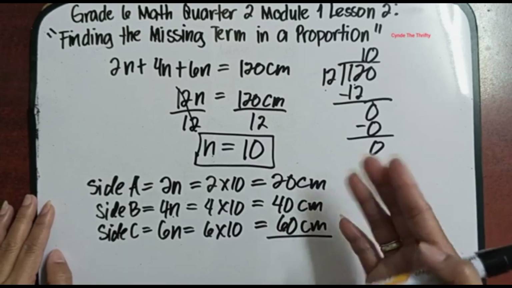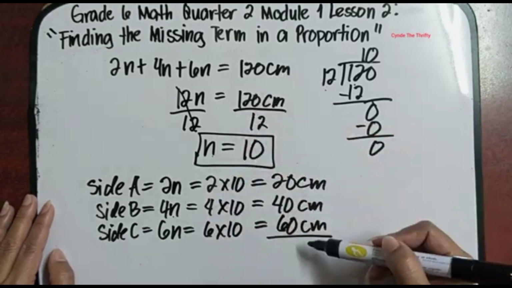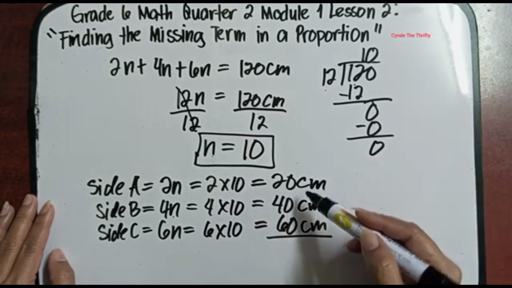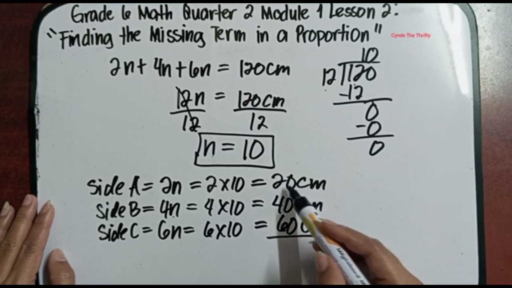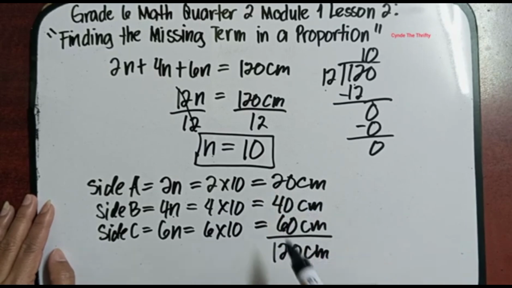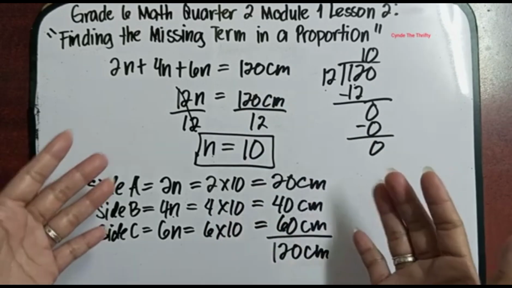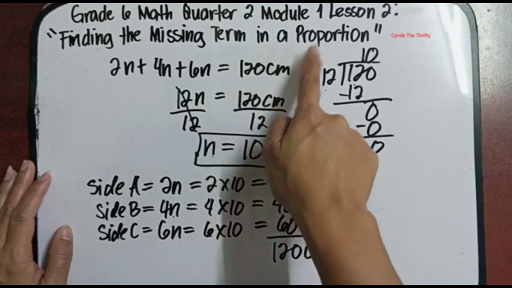Kasi nga, ang perimeter ng ating triangle is 120 cm, di ba? So, i-add natin ito kung pareho ba 120 cm. So, 20 cm plus 40 plus 60 is equal to 120 cm. So, ibig sabihin, tama yung sagot natin kasi ang total natin sa sides dito is 120 cm. So, equal lang sila. So, ngayon, naintindihan na natin kung paano natin hahanapin ang missing term ng isang proportion.